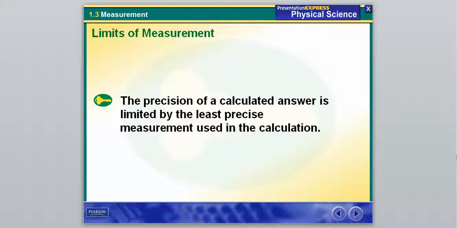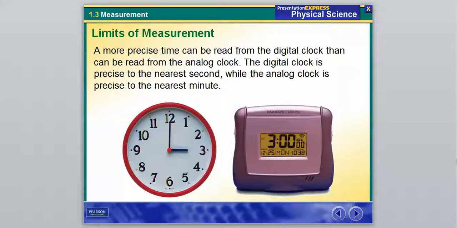The precision of a calculated answer is limited by the least precise measurement used in the calculation. The example they give us is that a more precise time can be read from the digital clock than can be read from the analog clock, because the analog clock on the left has no second hand, so we can't say with certainty what the nearest second is. However, if we look to the right at the digital clock, these zeros down here give us exactly to the second.